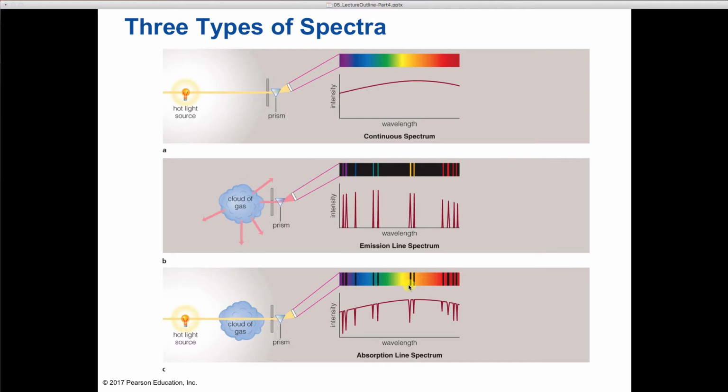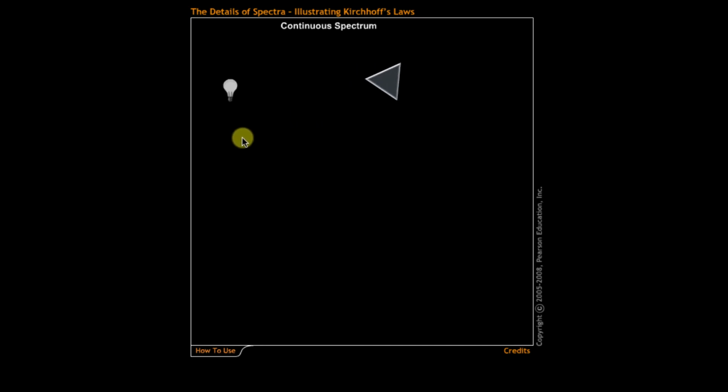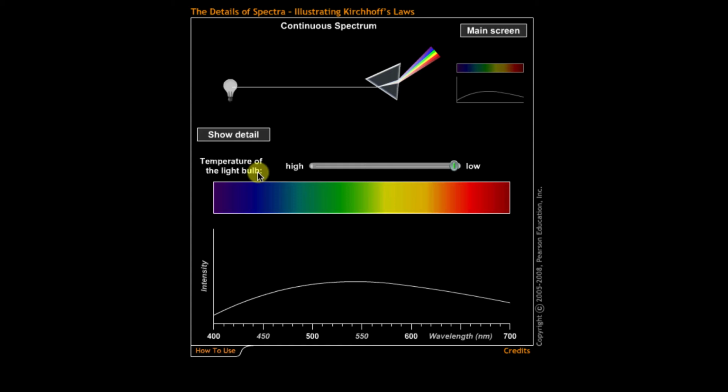So there's a little interactive figure. We can look at this a little more closely. It shows you here the different spectra: continuous spectrum, emission line spectrum, and the absorption line spectrum. If you click on each of these, click on show, it shows you a little animation. There's the white light coming out of the light bulb, it goes through the prism, and we see a nice continuous spectrum of colors.